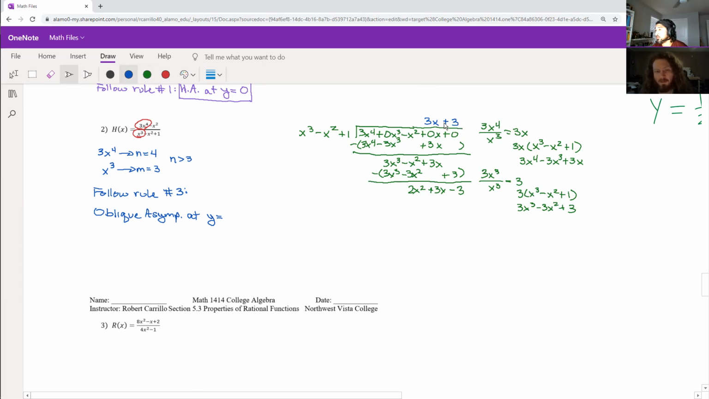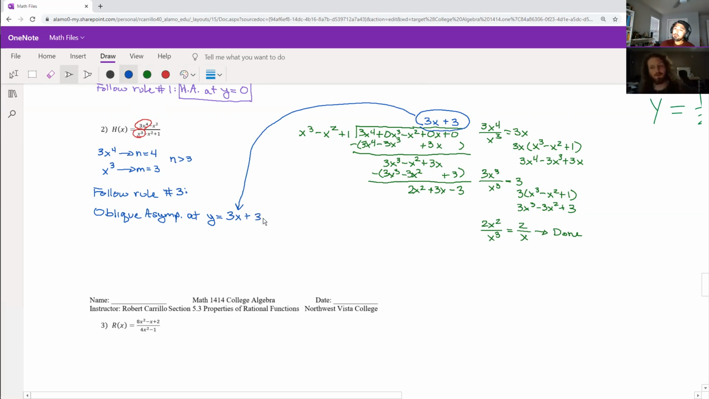Now, since we're at the end, we already know that this is going to stop, but just in case you overwork and get excited sometimes, I'll show you what happens. So our next one is 2x squared. We'll divide that by our x cubed, and now we get 2 over x. This means done. So the end result that we want, because this is what we care about here, is that we will have an oblique asymptote at the line y equals 3x plus 3.